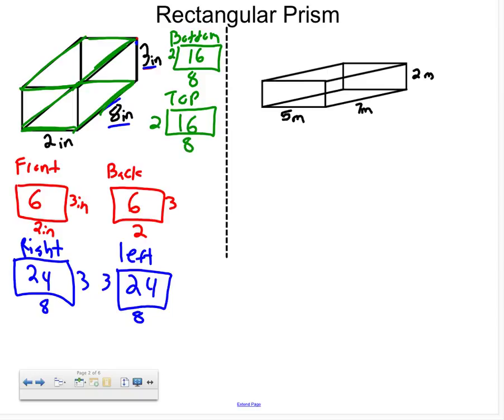So the front and the back are the same, the left and the right are the same, the top and the bottom are the same, and this really only happens in rectangular prisms in most cases. And because of this, we have a shortcut we could do, but we'll talk about that in another shape. Let's try to get this one done first.